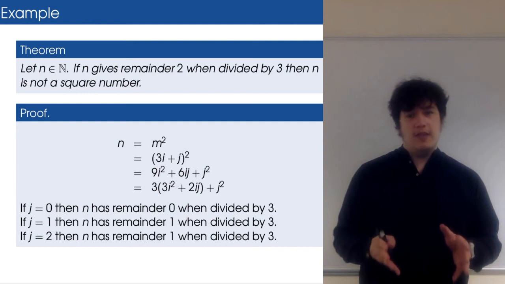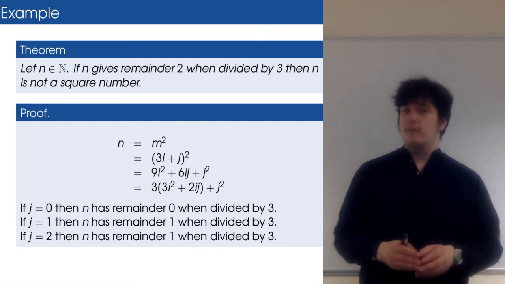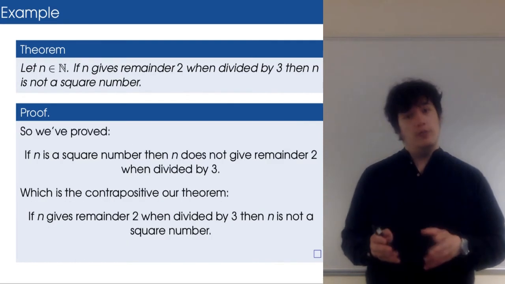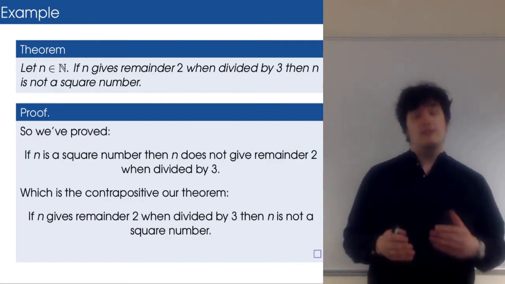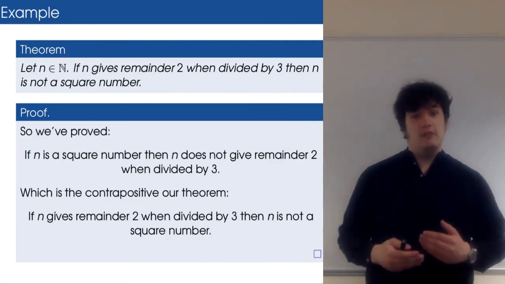In all those three cases, we do not have a remainder 2, and so we've created a direct proof for the contrapositive of our theorem, and so we can then conclude that our theorem is true.